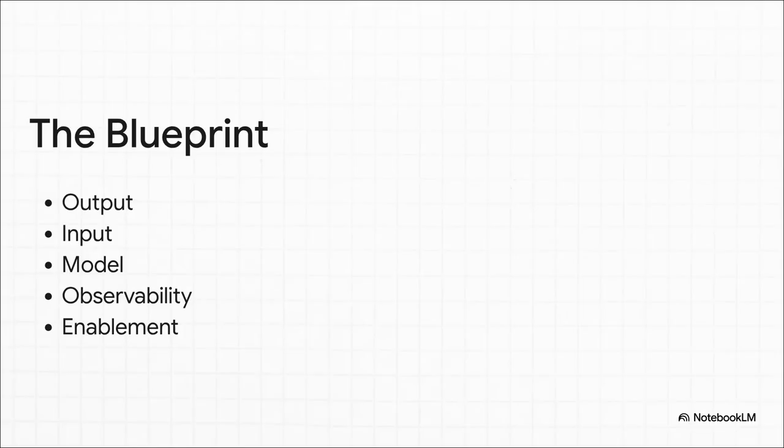So let's take a step back and recap the complete blueprint. These 5 distinct pieces literally lock together to form one comprehensive architecture. You define the output first, you power it with curated input, optimize the model right in the middle, verify it all with observability, and stand the whole thing on a strong foundation of enablement. If you miss even one piece, the entire structure falls apart.